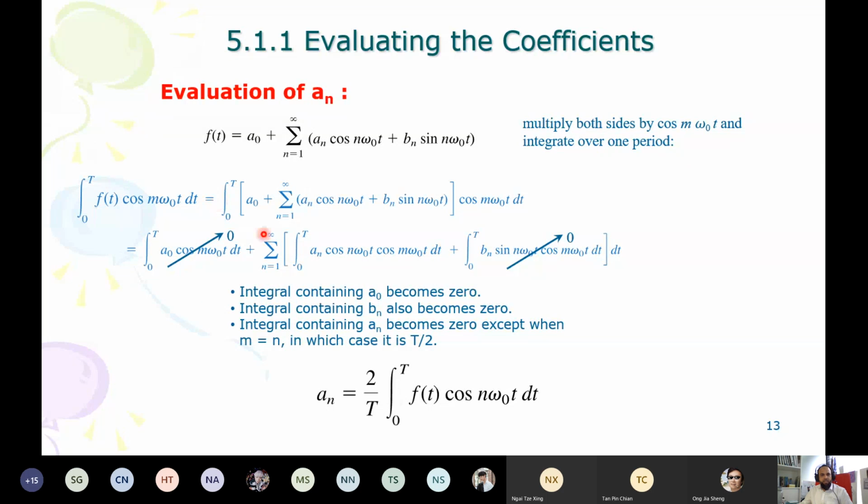This equals a n times T by 2. This is for a particular case of n. So we are talking about n equal to 1 until infinity and m any value. But since we are talking about m equal to n, that's why m is equal to n here, and we got T by 2. So a n times T by 2, we took the T by 2 to the other side as 2 by T, and we can find the a n.